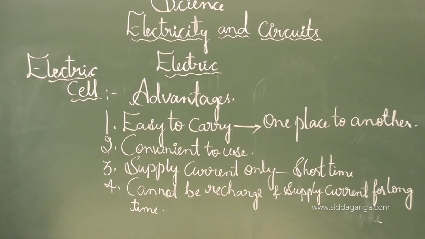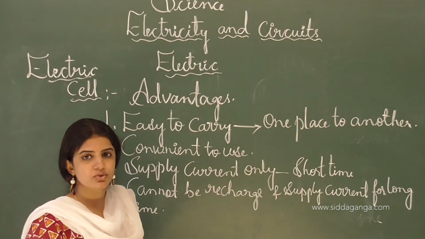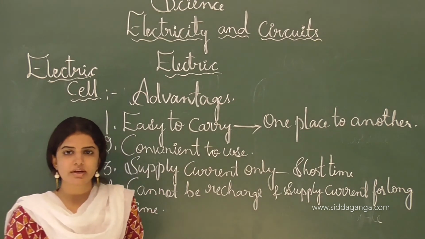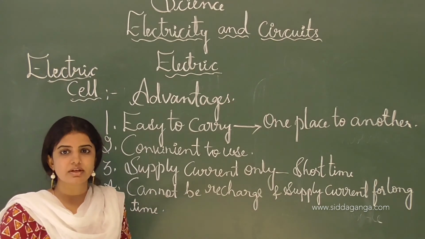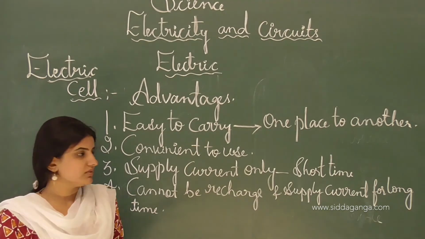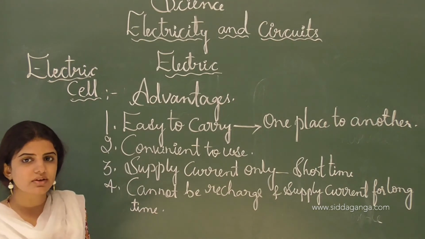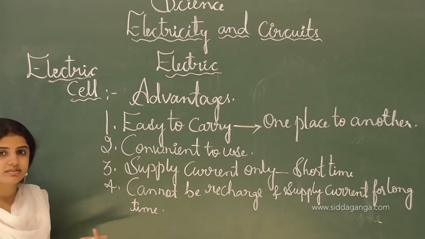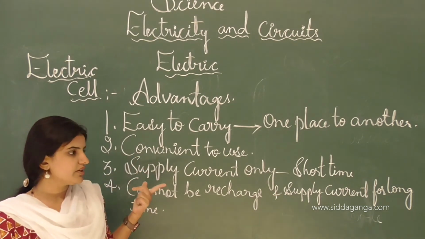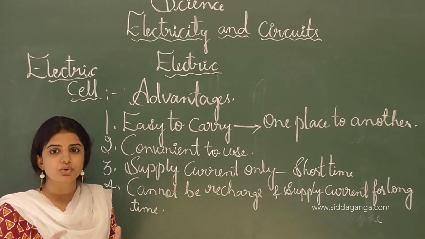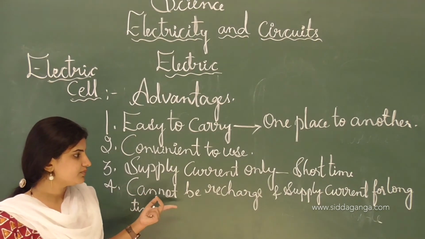See, these are the advantages of the electric cell, in which the first advantage is that it is easy to carry from one place to another place. It is very easy to carry the electric cell, and we can also keep this electric cell in a bag or any other place and easily maintain it. And the next one is that it is convenient to use. It is very convenient, very easy to carry and convenient also. Next, it supplies current only for a short time. And next, it can't be recharged and supply current for a long time.